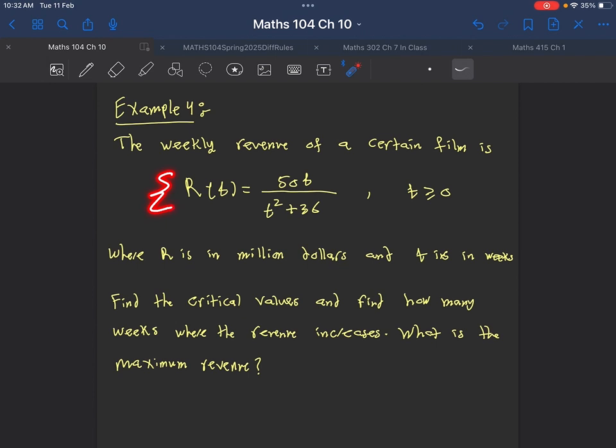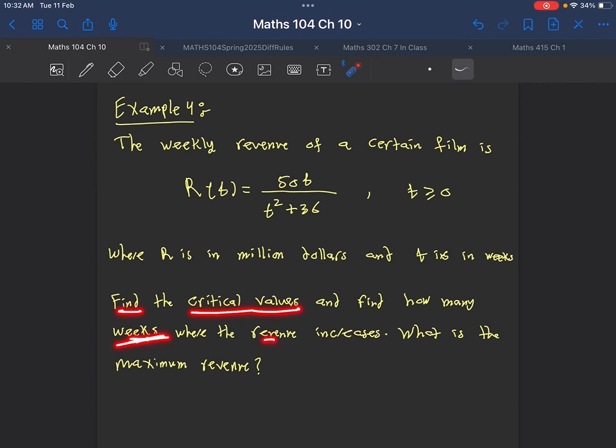This is not easy. For example, number 4, we are given the weekly revenue as a rational function, polynomial over polynomial. And of course here t is the number of weeks, so it must always be positive, and this is for a certain film. This is the revenue of a film in the cinema. Every week the revenue will start to decrease, because in the first week everybody wants to watch the movie and will go to the cinema, but after like 10 weeks, nobody is interested anymore. So the revenue will start to decrease, and this is the model that we use to model the revenue.